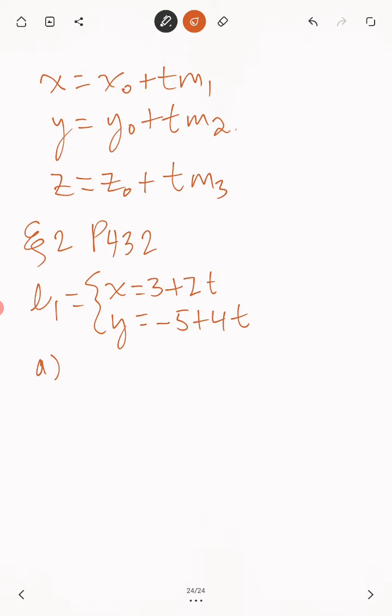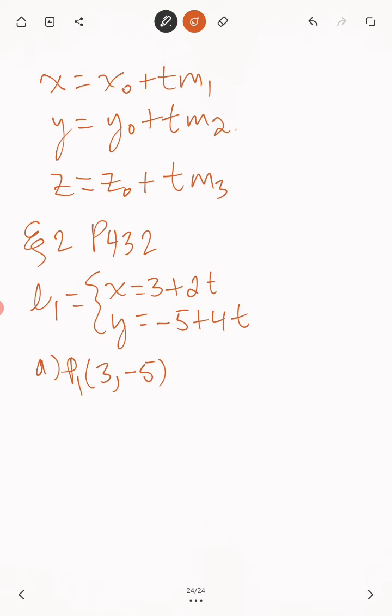So we know that one of the points must be (3, negative 5), because those are the coordinates of (x naught, y naught), which is a position vector for the line, and the position vector always ends in a point on the line. So call that P1, that's one point on the line.